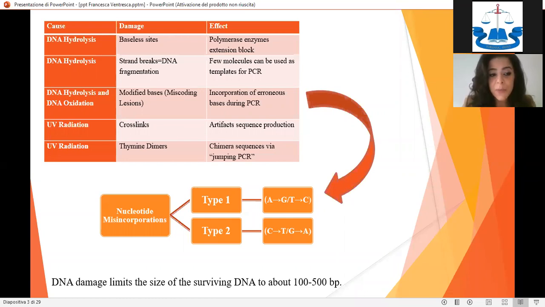Another cause could be the UV radiation that can cause crosslinks that produce the artifact sequence, and the thymine dimers that can cause the chimera sequences through the jumping PCR. So DNA damage limits the size of the surviving DNA to about 100-500 base pair. But the majority of ancient DNA damage is reflected by type 2.